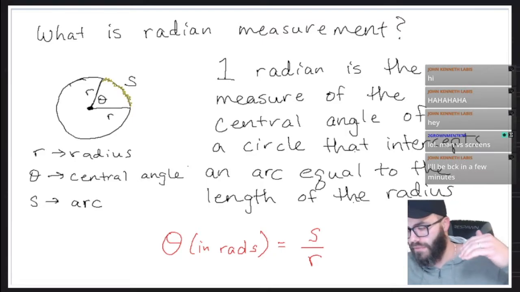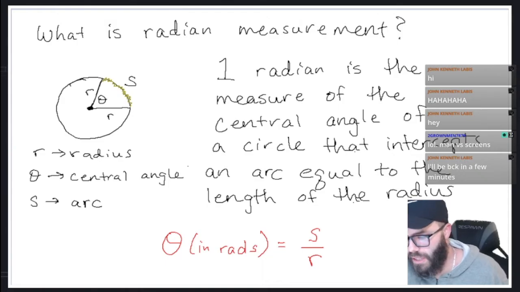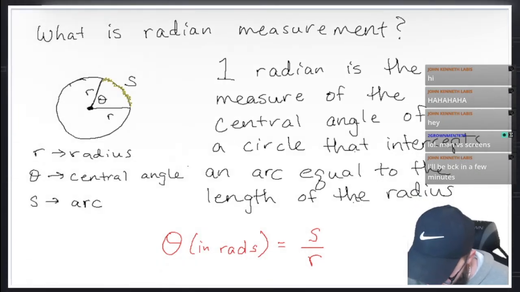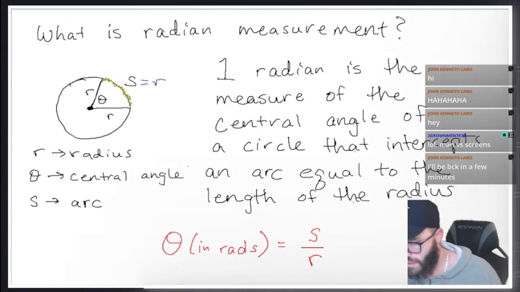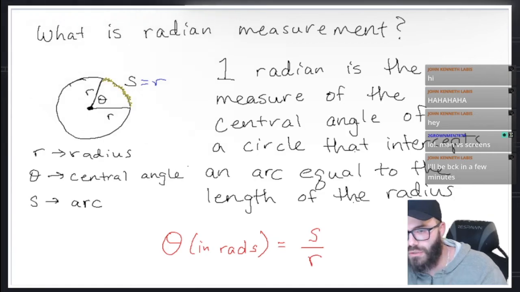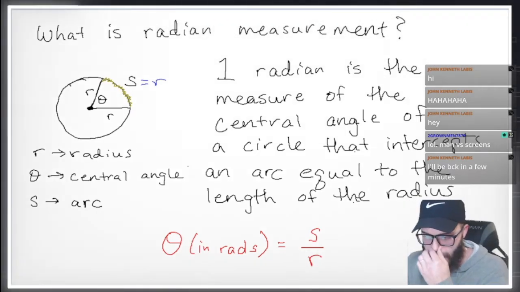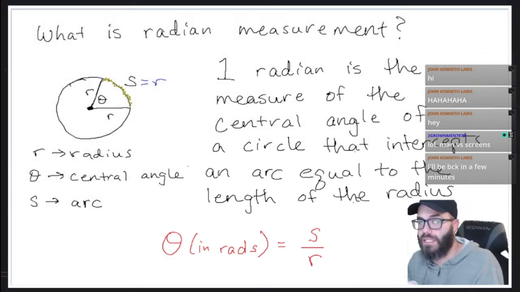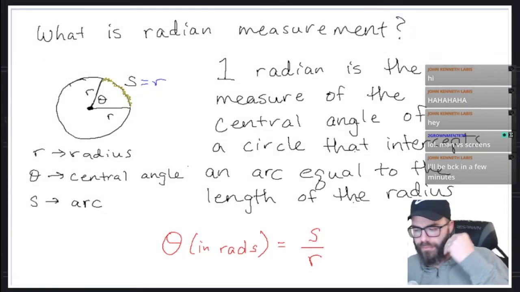So in other words, if S and R are the same measure, so if I come up here and I say this S is equal to R, then the central angle where that happens is 1 radian, right? When your arc that is intercepted by these two radii is equivalent to the radius, same measurement, then the central angle is 1 radian.